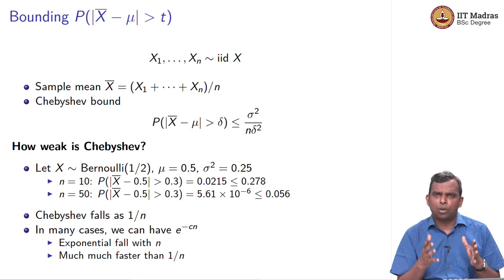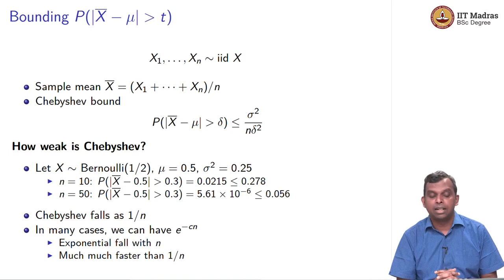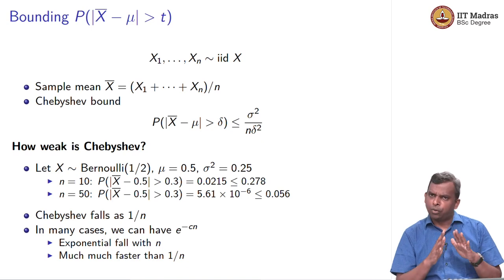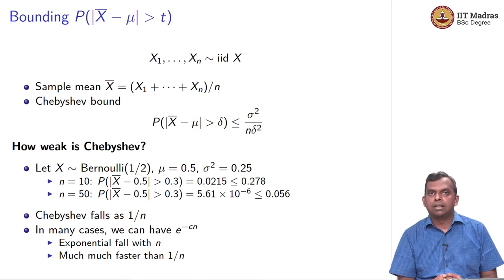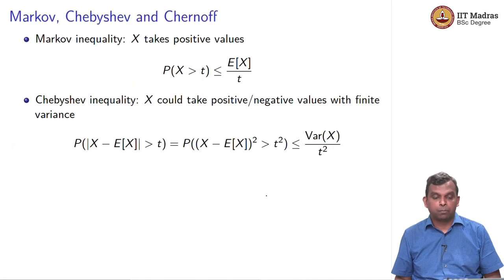And that's sort of like the concentration phenomenon, right? So how do we improve these kind of bounds? Chebyshev is already a bit of a concentration result, but can we get better bounds is one line of study in probability. And that's called concentration. So let's see one very interesting way in which you can make this better, okay.